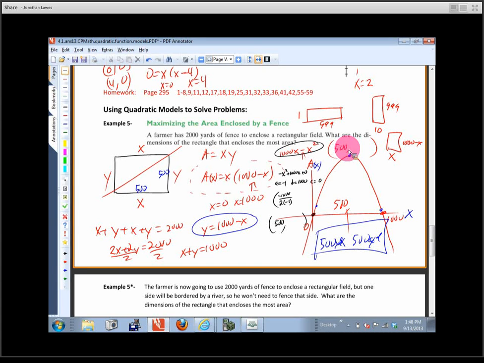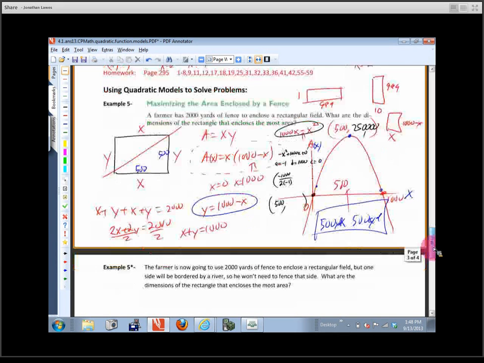Okay? Now, if we wanted to figure out what the maximum area is, plug in 500 here, or let's look at this. If that's 500 and that's 500, 5 times 5 is 25. How many zeros do I need altogether? Say 4. It's 4. I realize it's Friday afternoon and everything. So 250,000 square yards. 250,000 square yards. That's gigantic. Okay? Any questions?